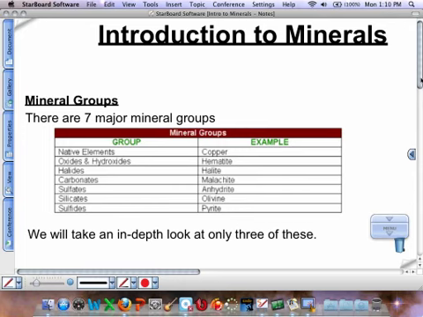I guess I've ever seen raw copper. Sure. It's right there. That's kind of neat. This is what we call native copper.